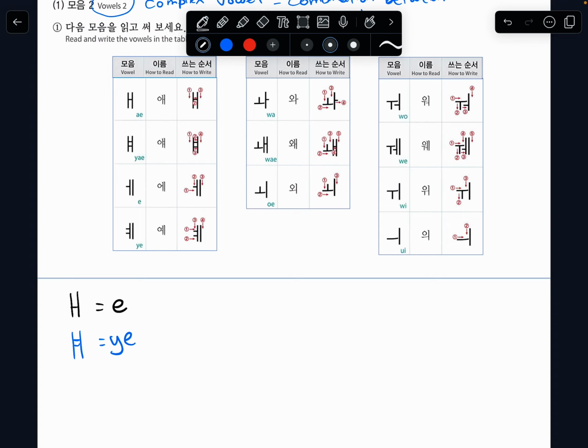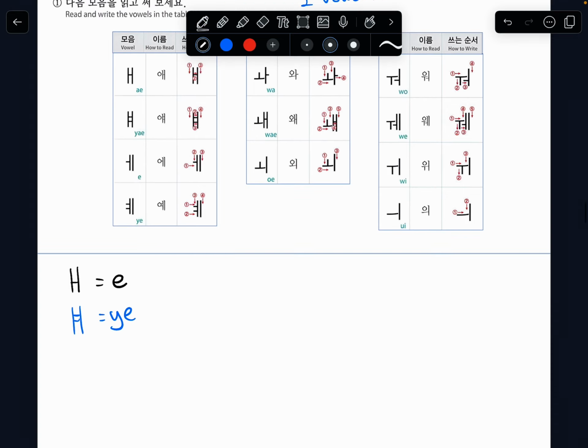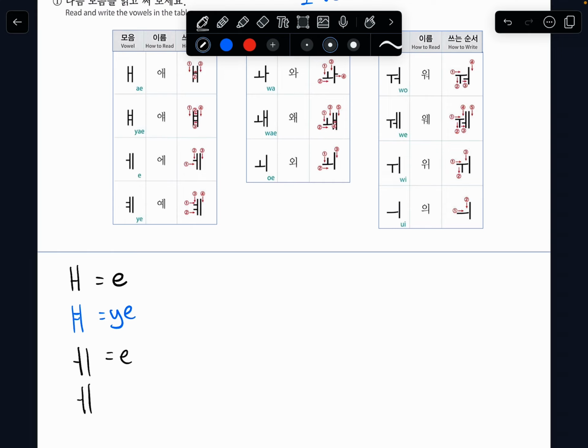And then we have O plus I, the sound also becomes A. And then similarly, if we have a double line like this, the sound will be yeah. So these four have the same sound.